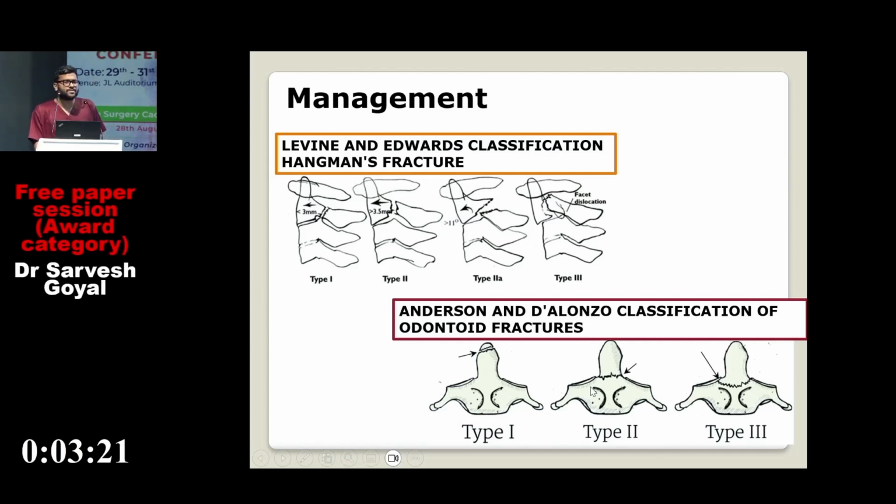The management is based on standard protocols for each fracture. For example, for hangman's fractures, we have the Levine and Edwards classification, where we would like to treat type 2A and type 3, and type 2. In the Anderson and D'Alonzo classification of odontoid fractures, we will treat type 2, whereas type 1 and type 3 can mostly be managed conservatively.